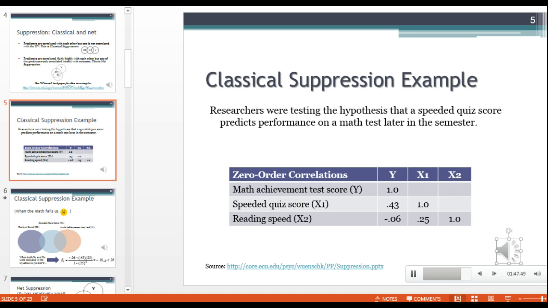And then finally, we have the speeded quiz score correlating with the reading speed as we believed it would, 0.25. So there's a positive relationship there as we had thought. So those are the patterns among the variables, and it seems innocuous enough, but as we're going to see in the next segment, a pattern of relationships like this is really tough to interpret.